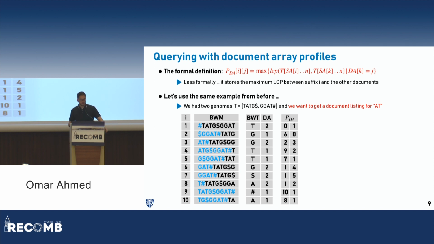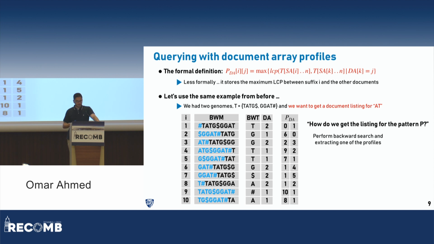So if we go back to the same example we had on the previous slide, now we want to query. We want to take a string and figure out what documents it occurs in. We have the pattern AT, and we'll query it against this database. The first thing we do is backward search, and visually we can quickly figure out that those 2 suffixes are the only positions where AT occurs.